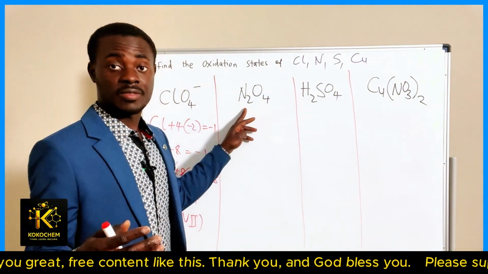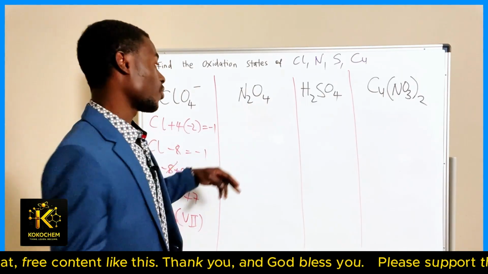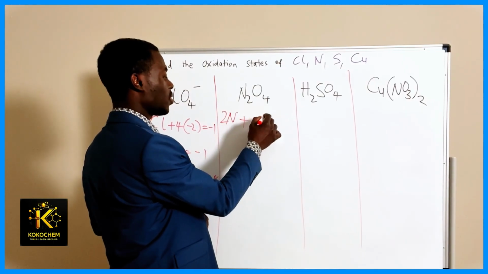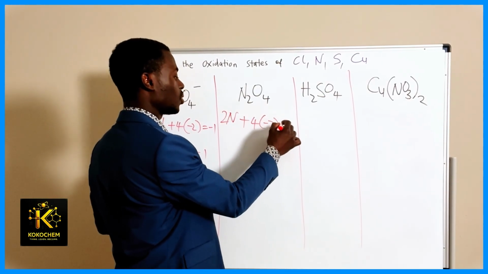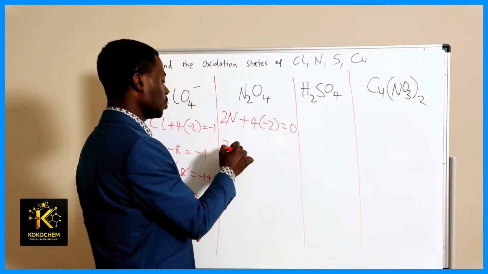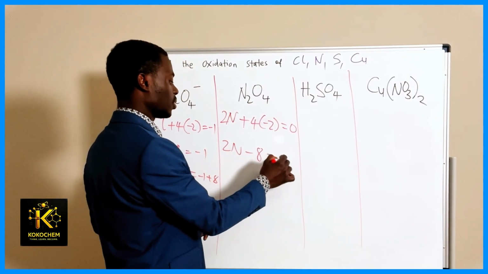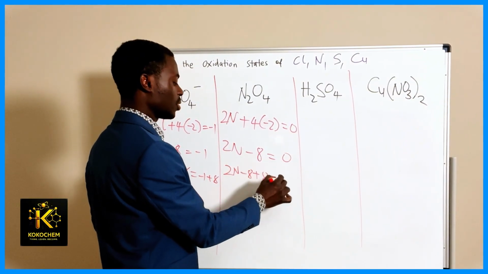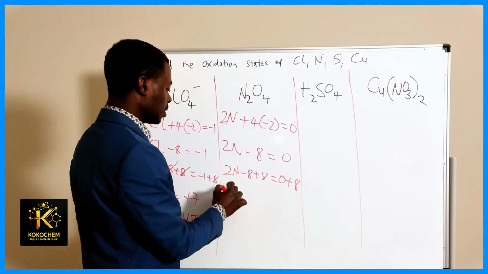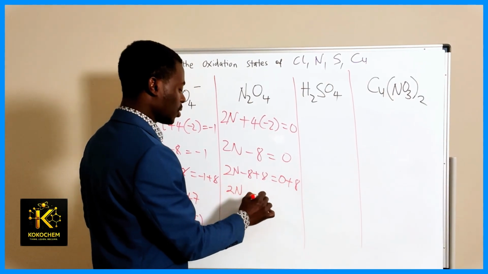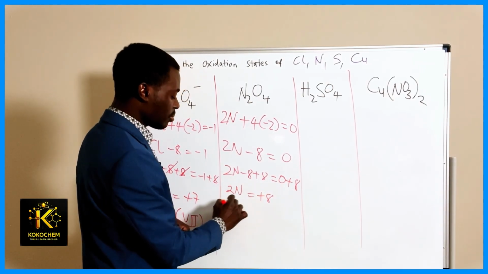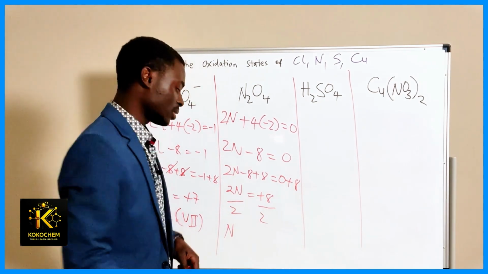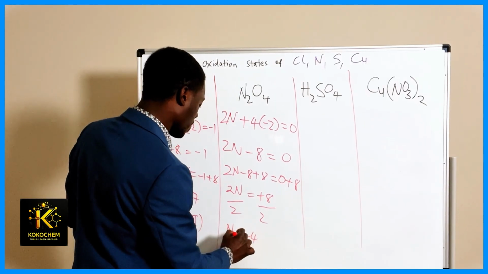What would be the oxidation number for nitrogen in N₂O₄? It's going to be 2N plus 4 times minus 2 equal to 0. 2N minus 8 equal to 0. 2N minus 8 plus 8 equal to 0 plus 8. 2N equal to plus 8. Divide both sides by 2, so that you get the oxidation state for nitrogen is going to be plus 4.